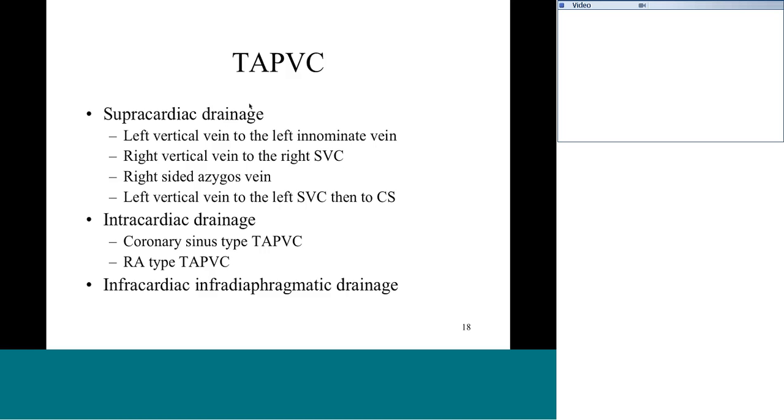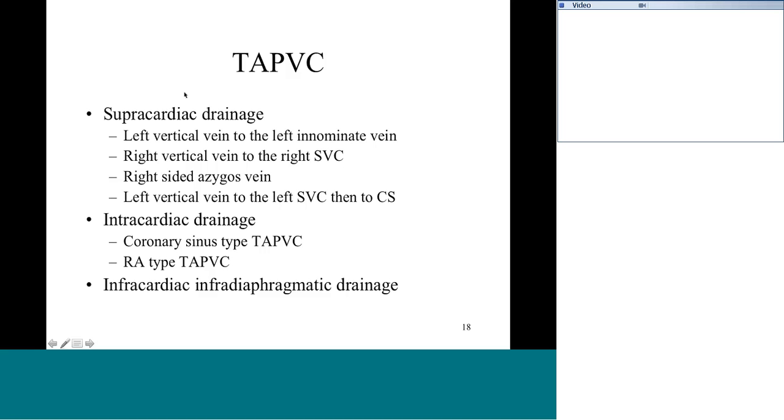TAPVCs are classified into supracardiac, intracardiac, and infracardiac TAPVC. Supracardiac accounts for about 50% of the TAPVC. Supracardiac TAPVC is the commonest type. Of the supracardiac TAPVC, the left vertical vein draining into the left innominate vein is the commonest. Almost 90% of the supracardiac TAPVCs are left vertical vein.